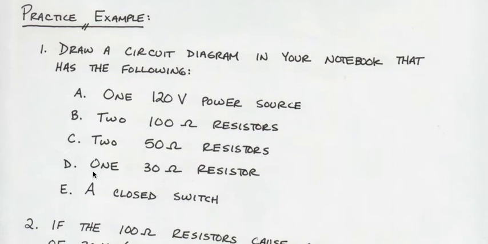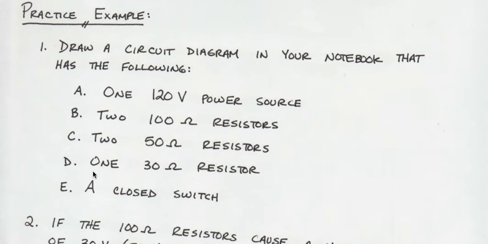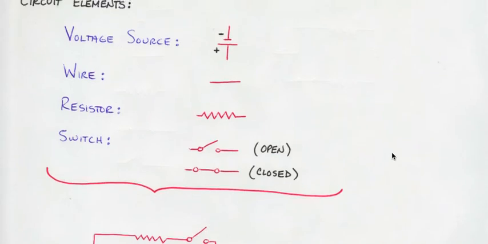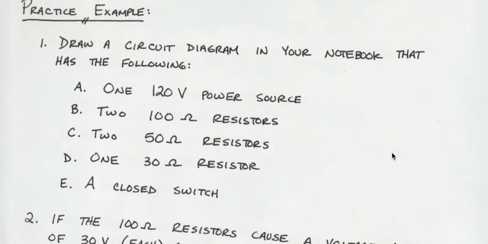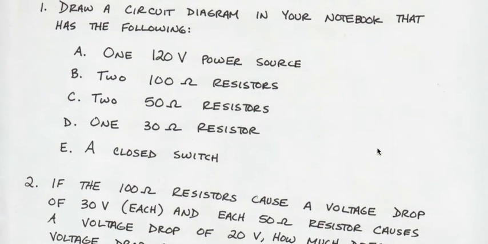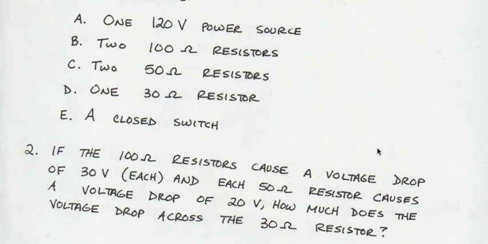All right, so just to look at a practice example, take a look, and I'm going to ask you to draw the following in your notebook. So I'd like you to draw a circuit diagram using the elements that we discussed in the beginning. So using these elements, draw a circuit diagram that meets the following criteria. You have a 120 volt power source, 2 100 ohm resistors, 2 50 ohm resistors, 1 30 ohm resistor, and a closed switch. Once you've drawn that, I'll also ask, if you look at this information and you assume the 100 ohm resistors have a voltage drop of 30 volts each, and each 50 ohm resistor causes a voltage drop of 20 volts, I'd like to know how much does the voltage drop across that final 30 ohm resistor.